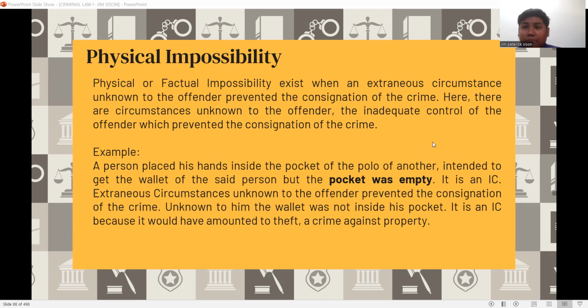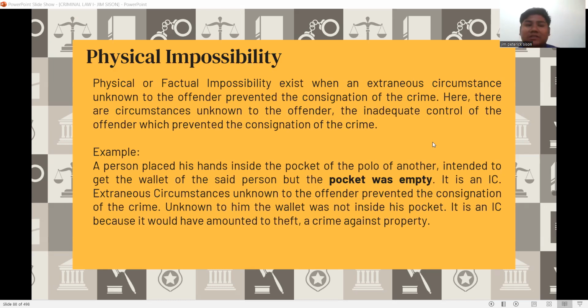Example, a person placed his hands in the pocket of another person, intended to get the wallet of said person, but the pocket was empty. Empty. Ay, wala sulod ang pocket. So it is what? An IC or an impossible crime. Why? Because there's an extraneous circumstance unknown to the offender which prevented the consummation of the crime. Ang pocket, may unod, empty man. So therefore, unknown to him, the wallet was not inside his pocket.